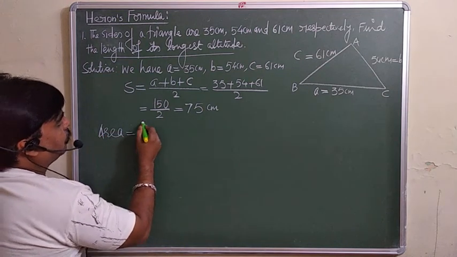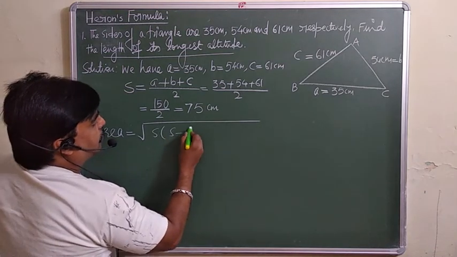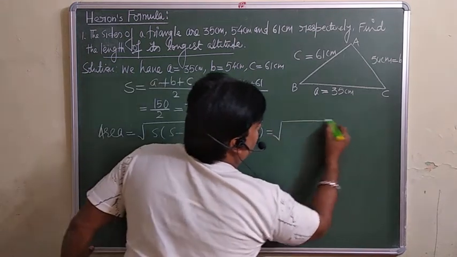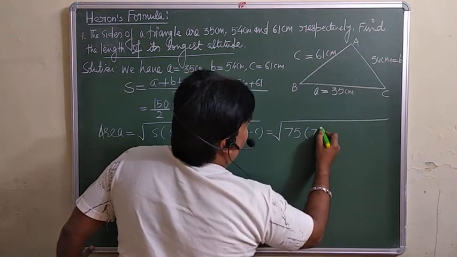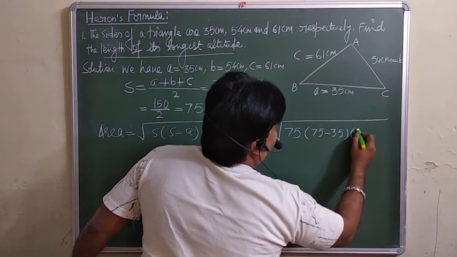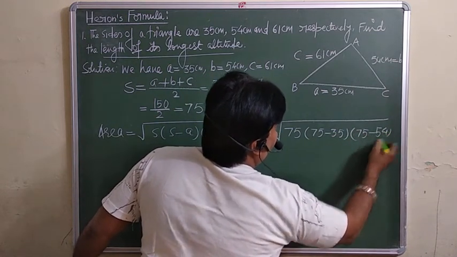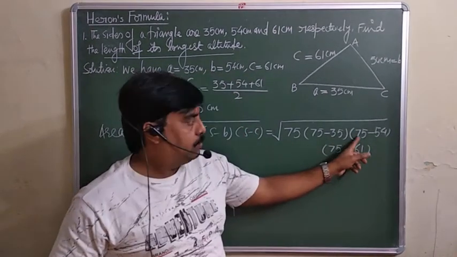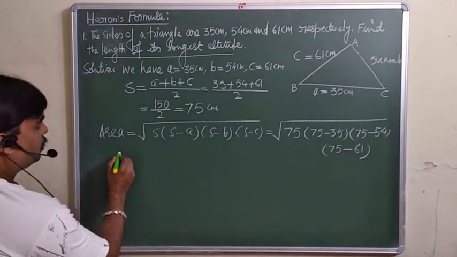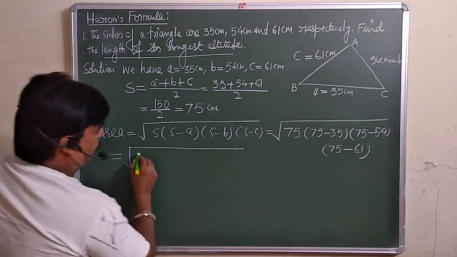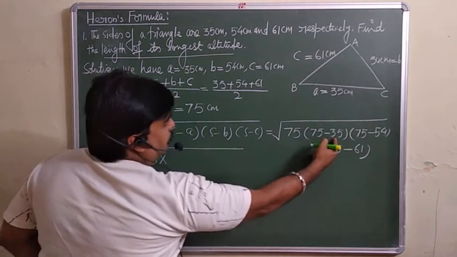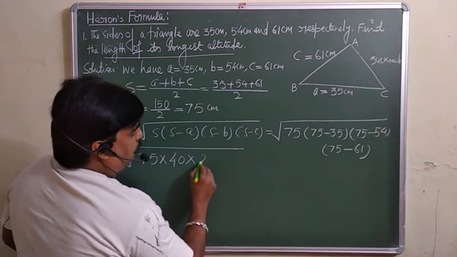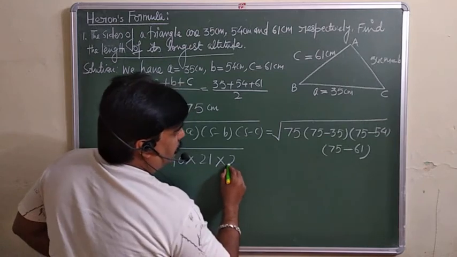So the area of the triangle is equal to root of S into (S minus a) into (S minus b) into (S minus c). We already know that. You can put the values here. So 75 into (75 minus 35), (75 minus 54), and (75 minus 61). S minus a, S minus b, S minus c. Simple, you can do that. So inside the radical sign, 75 into 40, into 21, into 14.